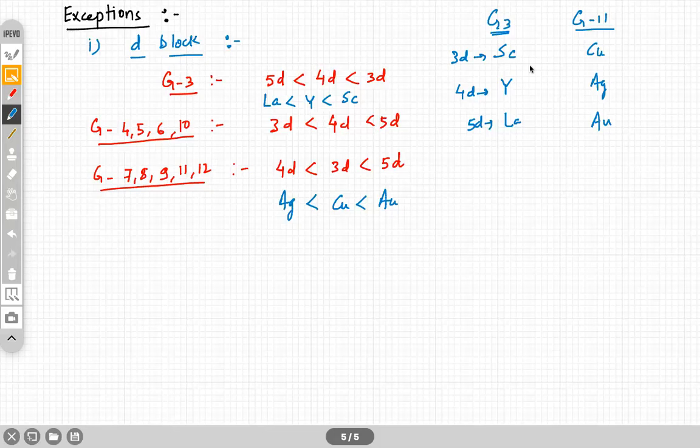Reactivity series is not related with ionization energy, Pranav. It is an electrode potential. It is not this. Got it, Pranav?